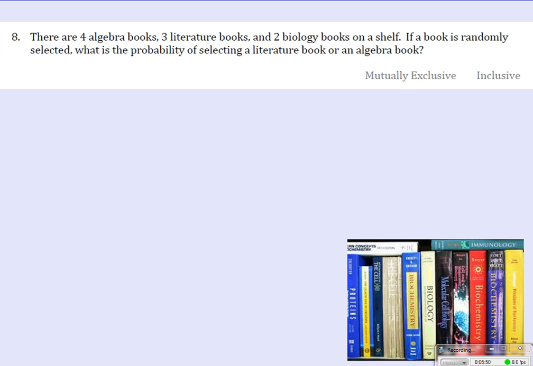All right, 4 algebra books, 3 lit books, 2 bio books on a shelf. A book is randomly chosen. What's the probability of selecting a literature book? All right, you can't be both literature and biology, or you can't be algebra and literature. You are one or the other.